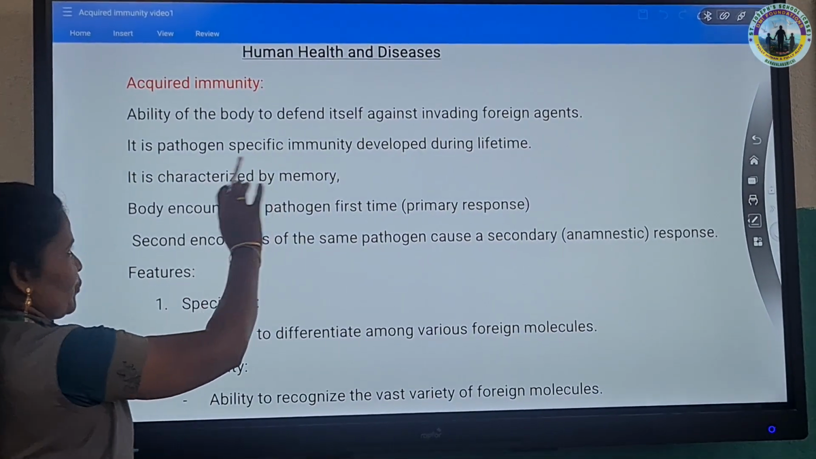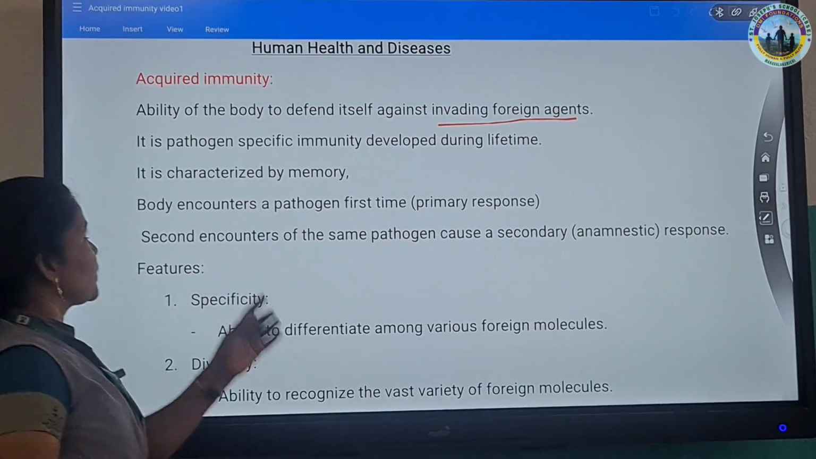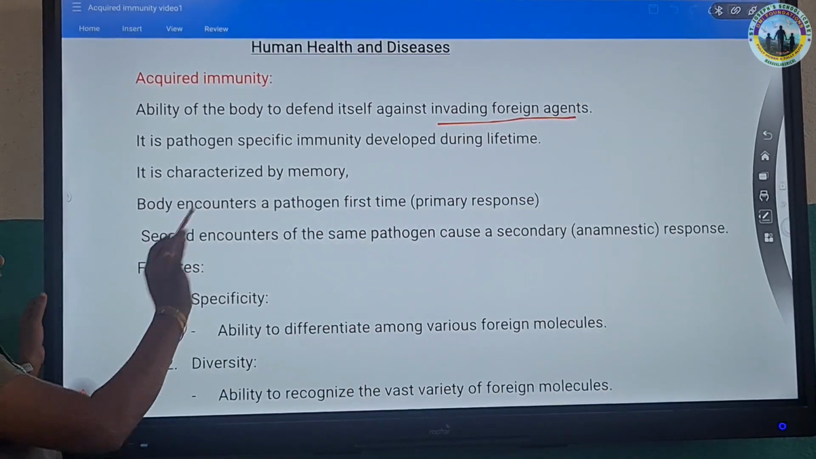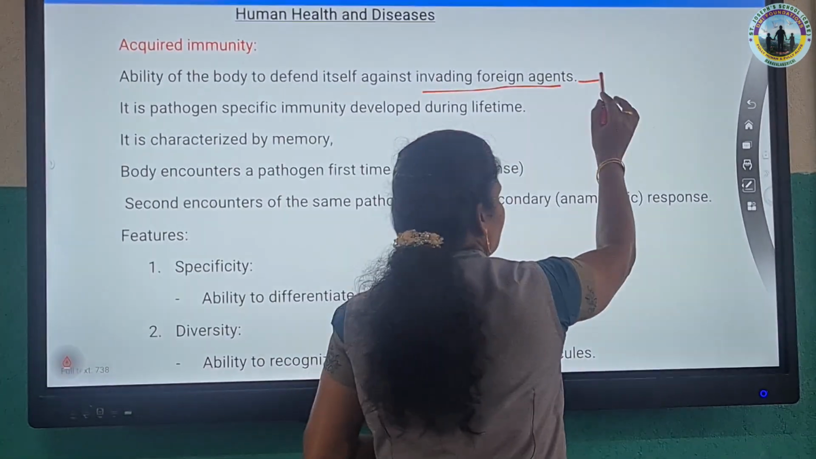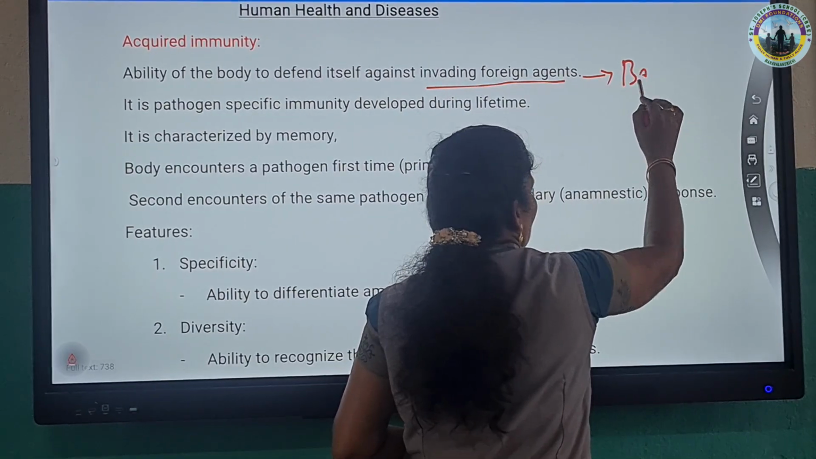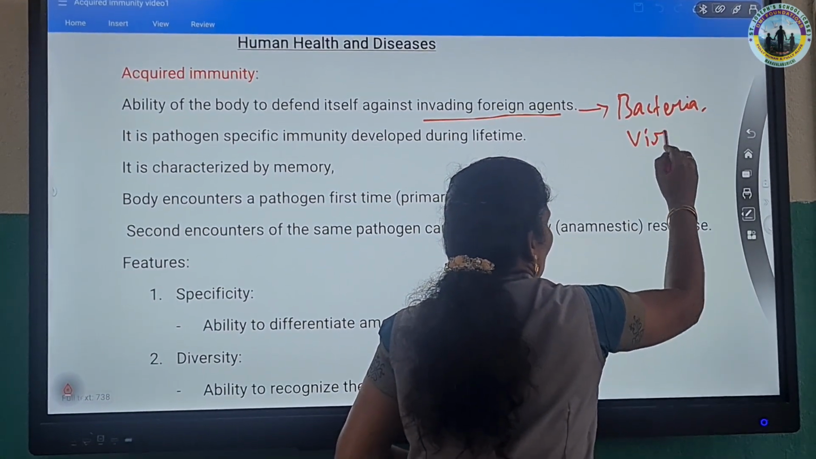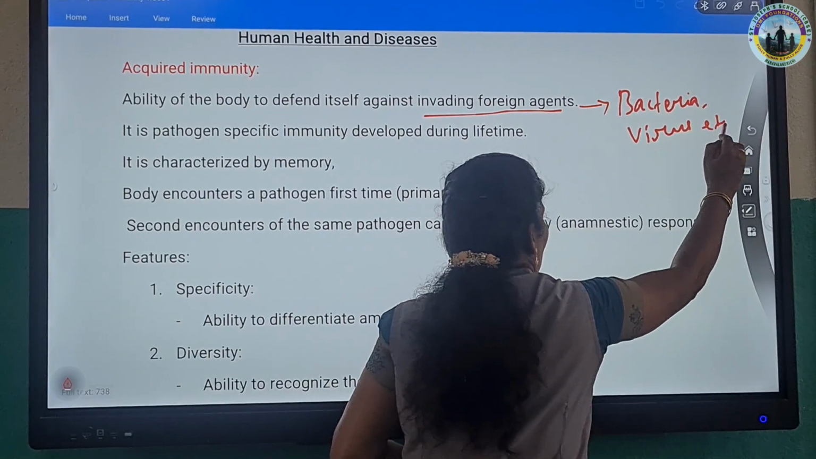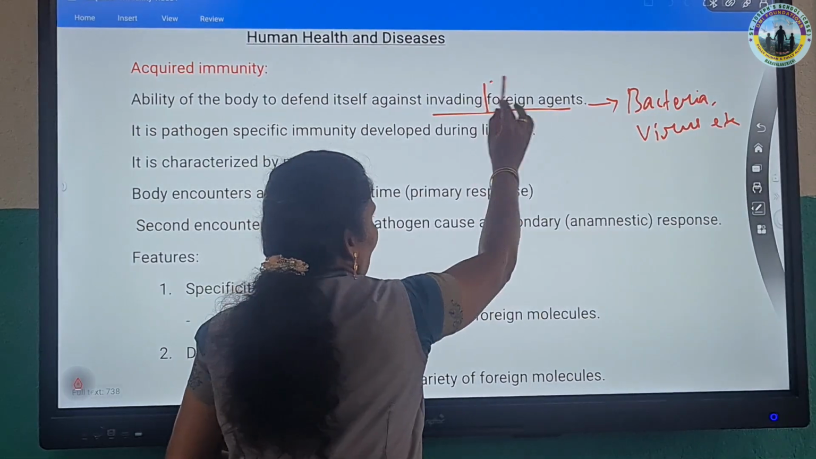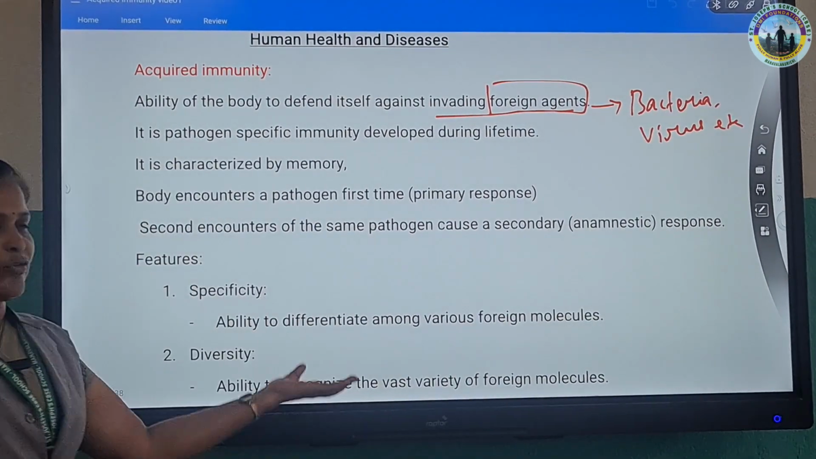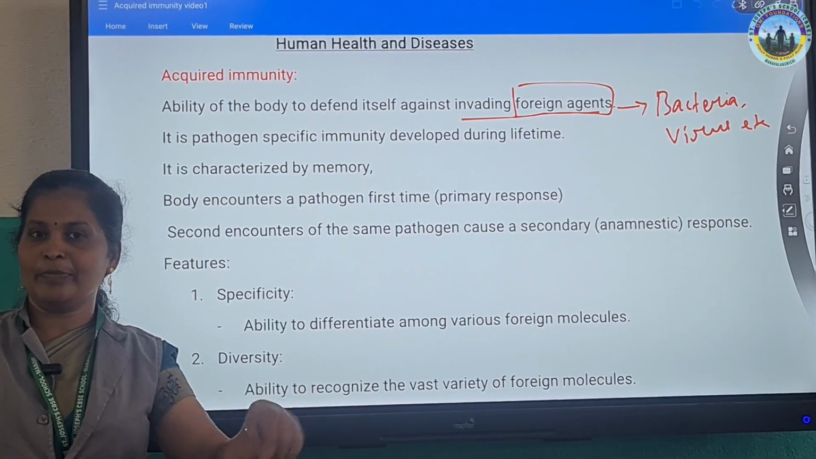Ability of the body to defend itself against invading foreign agents. Foreign agents in the sense bacteria, virus, protozoa, fungus, etc. Those things we call foreign agents. So when these foreign agents enter into the body, our immune system immediately reacts.